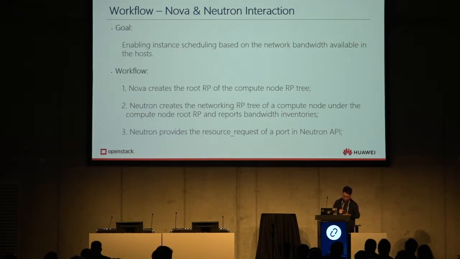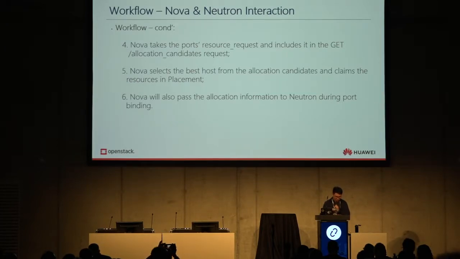Let's have a look at how it works. The feature actually uses the nested resource provider architecture. The first step is that Nova creates the root resource provider of the compute node's resource provider tree. Then Neutron is in charge of creating the network resource provider tree of the compute node under the compute node root resource provider, and reports the bandwidth inventories. When creating instances with bandwidth requirements, Neutron will also provide the resource request as a part of the port in the Neutron API. Nova then takes the port resource request and includes it in the GET request to placement.